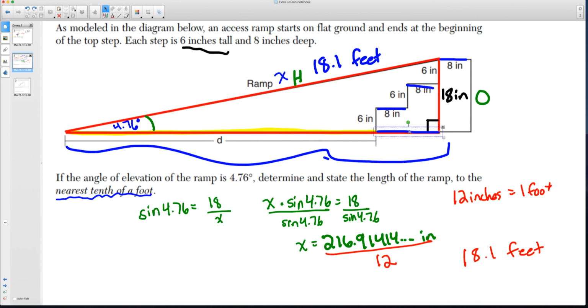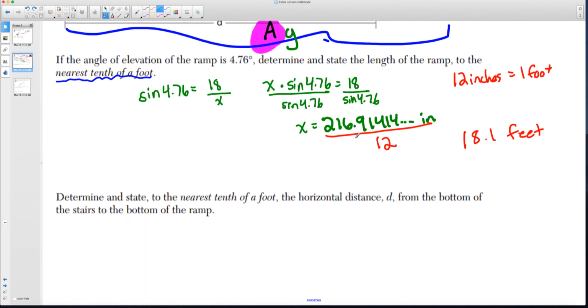So we'll still use this red triangle here. But this time we'll use this adjacent side and this opposite side. So I'm going to use tangent. I'll use the opposite of 18 inches, and I want to find this here. Maybe I'll call it y. And then we'll subtract 16 inches from that and then convert it over. So tan of 4.76 equals opposite over adjacent, 18 over y.